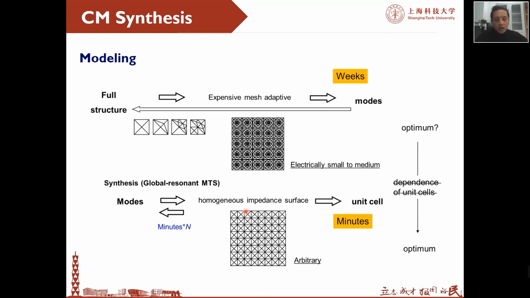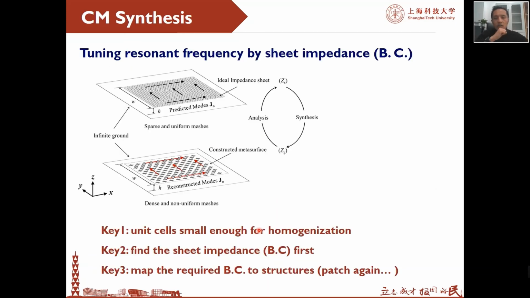What we did is that we assume there is a homogeneous, infinitely thin sheet, and this sheet has a sheet impedance. In this way, since it's homogeneous, we don't have to care about the characteristic dimension of each unit cell, and we can use very sparse unit cells to reduce the time used for characteristic mode analysis.